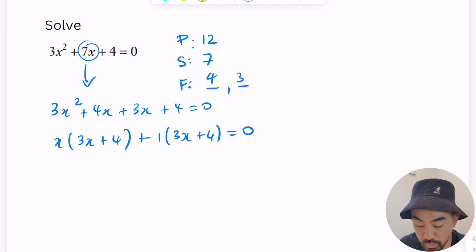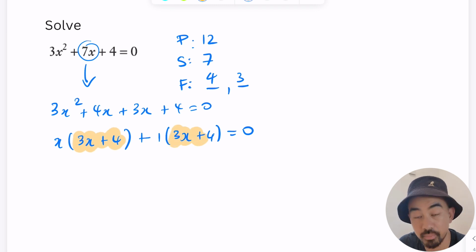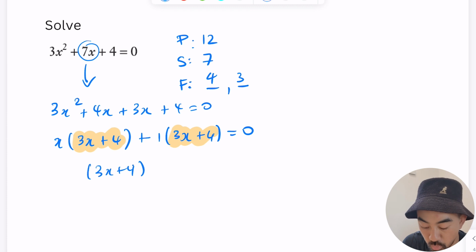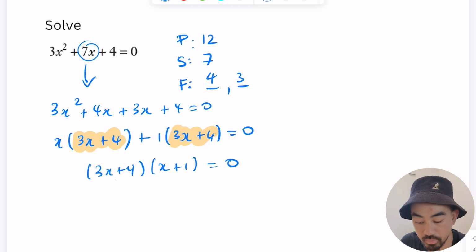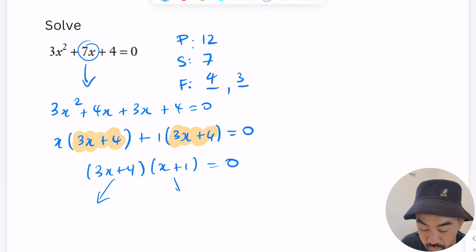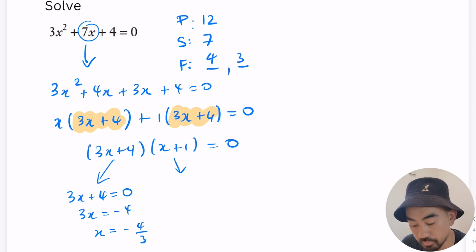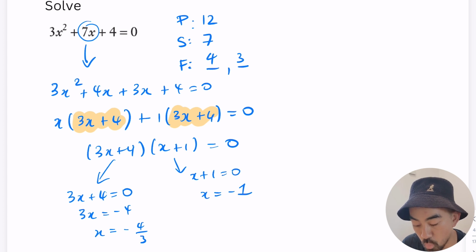And also you want to make sure that these two are exactly the same, otherwise you've done something wrong, because we can factorize those two terms out. So here I'm going to have 3x plus 4 in one bracket, x plus 1 in another bracket, equals 0. Now, like before, I can solve these individually. So 3x plus 4 equals 0. 3x equals negative 4. X is negative 4 over 3. And over here, x plus 1 is equal to 0, so x equals negative 1.